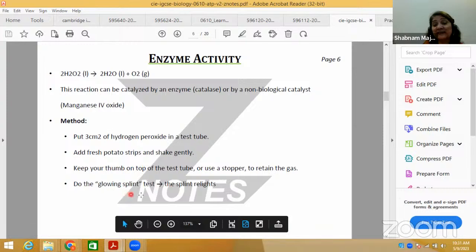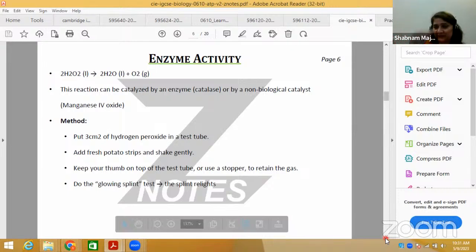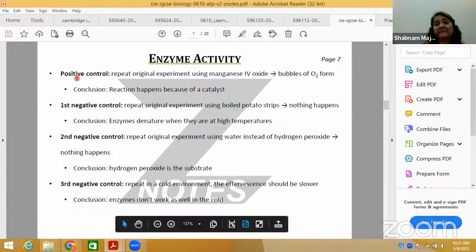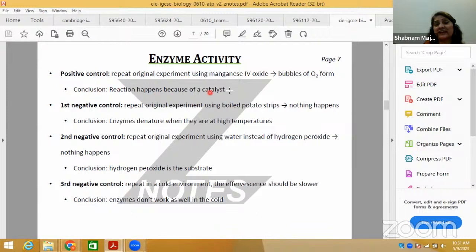Do the glowing splint test. You must be knowing, the glowing splint relights because oxygen is necessarily released, as during photosynthesis. So the glowing splint proves that oxygen is present. Positive control: repeat the original experiment using manganese dioxide, bubbles of oxygen. Conclusion: the reaction happens because of the catalyst. Then negative control: repeat the original experiment using boiled potato strips. Nothing happens. Conclusion: enzymes denature at high temperature, already told you, beyond optimum temperature.